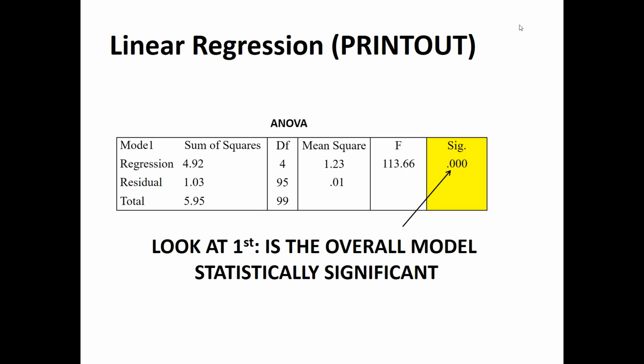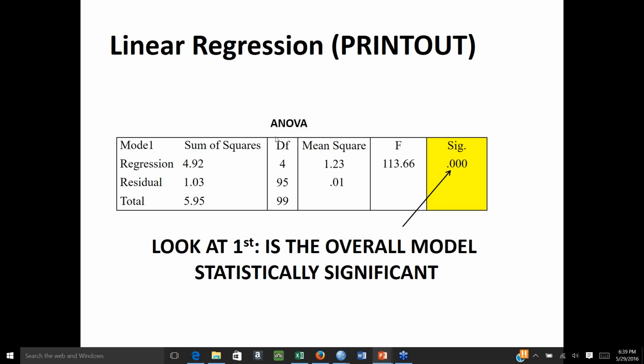So the first thing we want to look at in the regression model is the small ANOVA table given. Specifically, the final column in the ANOVA table says sig, and that tells us if the whole model is statistically significant. If it's not, we don't consider anything else about the model. But it is. It has to be 0.05 or below, and it's 0.000. So it's the first thing we look at. It's significant, so we go on to the next thing.